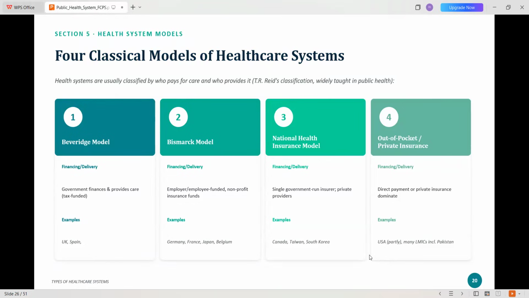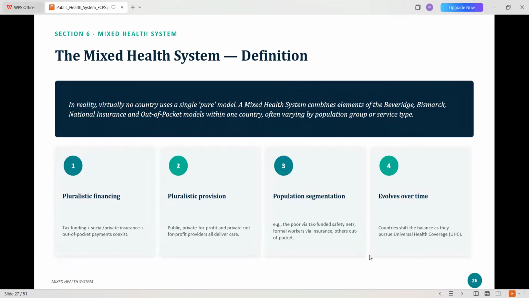The national health insurance model has a single government-run insurance with private providers, for example in Canada, Taiwan, and South Korea. The out-of-pocket model involves direct payment, with private insurance dominant, for example in the USA and low- and middle-income countries, including Pakistan.